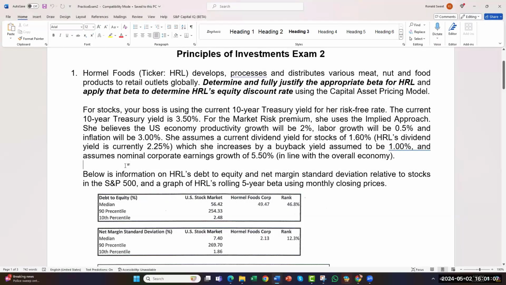I like to just start with what I need. So I'm looking for KE. That's what the question's saying. It's saying determine and fully justify your beta and then determine the KE. So KE we know is the risk-free rate plus beta times the market risk premium or equity risk premium.